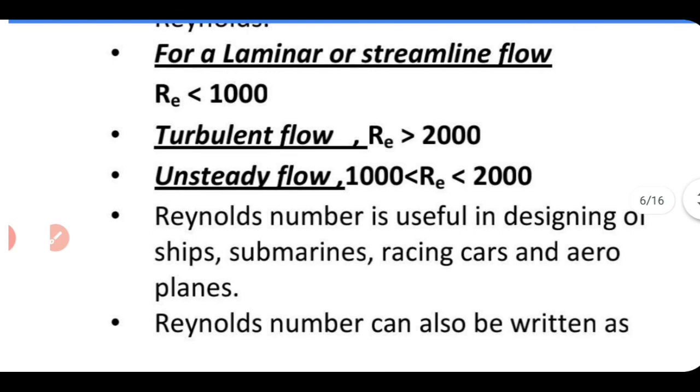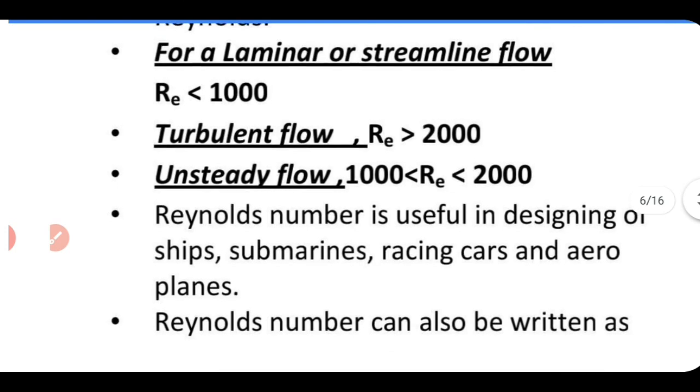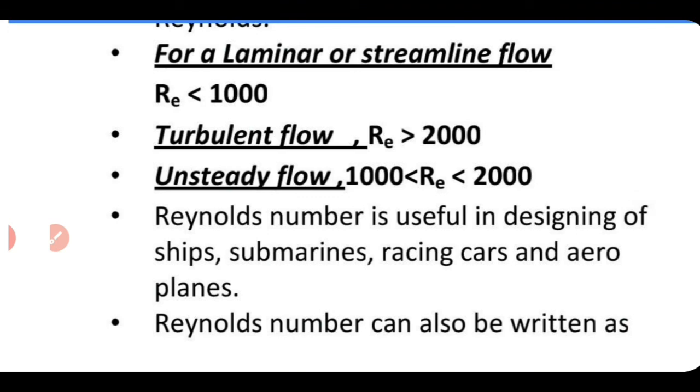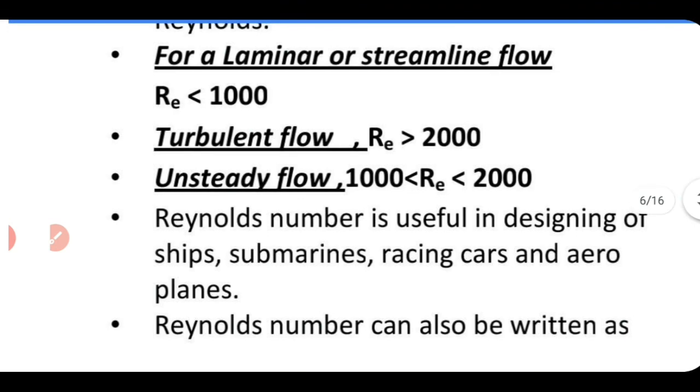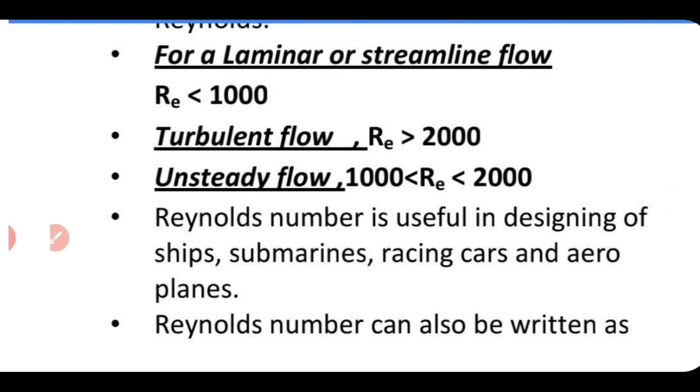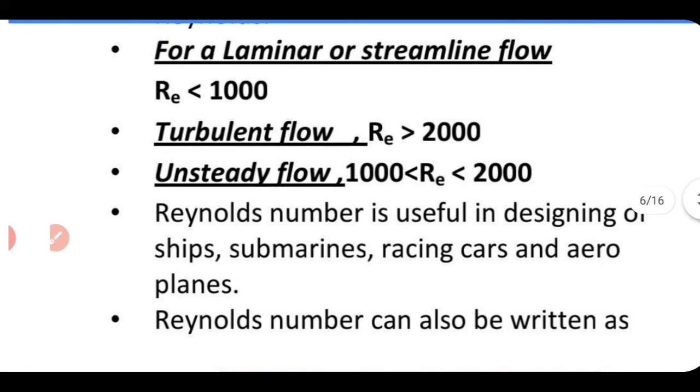So for Reynolds number less than 1000, we have the flow to be laminar, and if it is greater than 2000, the flow is turbulent, and if the value lies between 1000 and 2000, we say the flow is unsteady. And this Reynolds number we use in designing ships, submarines, racing cars, aeroplanes, etc.